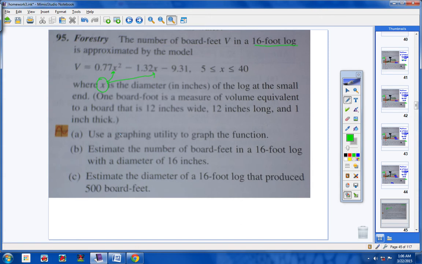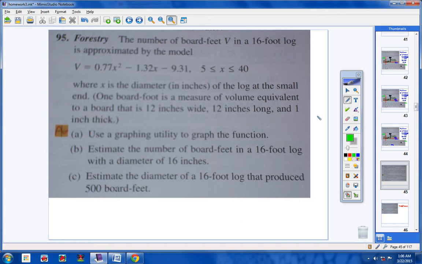So first of all, they tell us to use the graphing utility to graph the function. Now, there's really not a need to do this. My only concern by skipping these, there's one area I'm a little afraid that you guys might mess up on, okay? And that area is your window. So maybe we should quickly type this into your calculator and make sure you really understand how to get your windows, okay? So I'm going to go to y equals 0.77x squared minus 1.32x minus 9.31, okay?